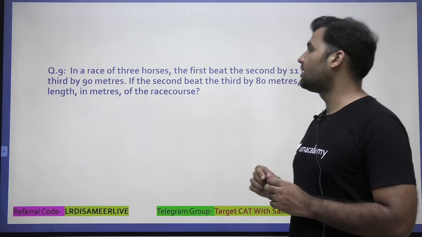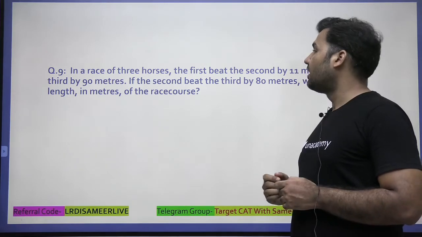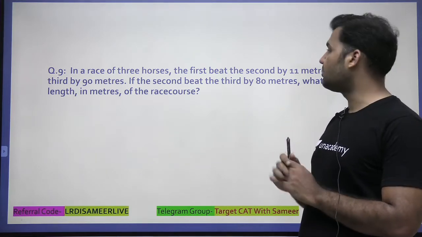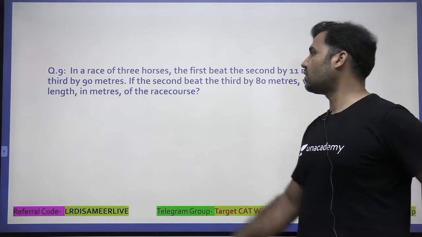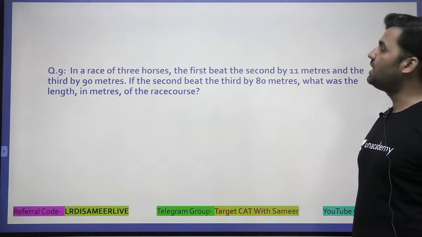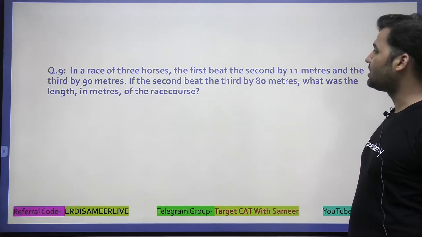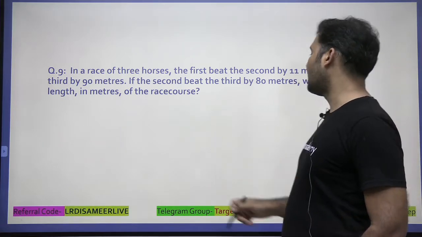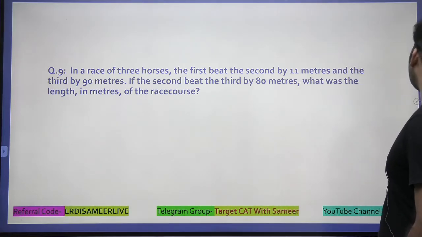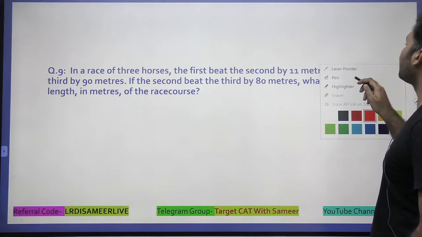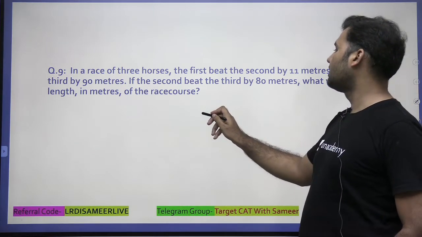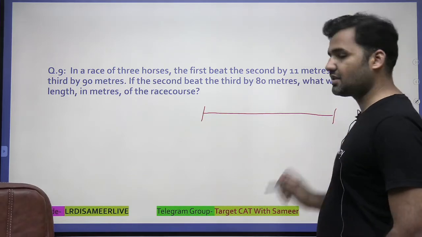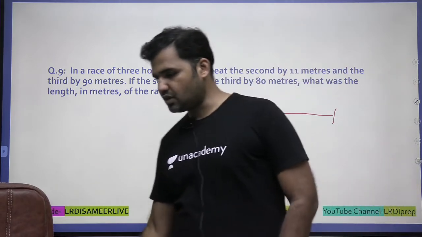Let's look at question number 9. A question from the concept of race, but again, a very, very simple question, not a difficult one. In a race of 3 horses, the first beat the second by 11 meter and the third by 19 meter. That means 3 horses are running a race and horse 1 beat the second by 11 meter. So let's say this is the complete length of the race.